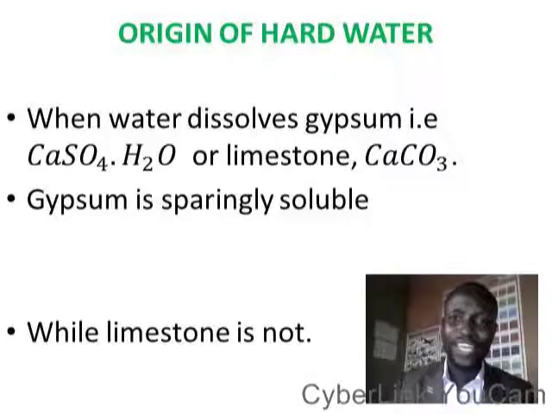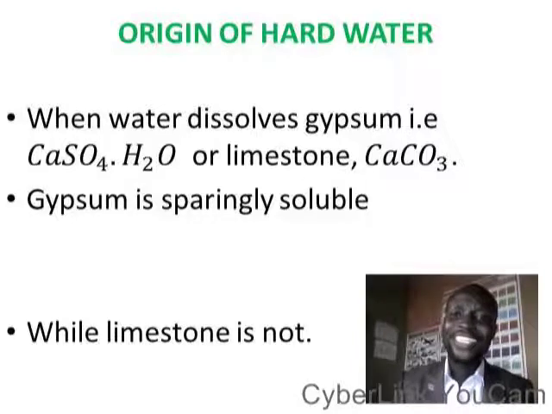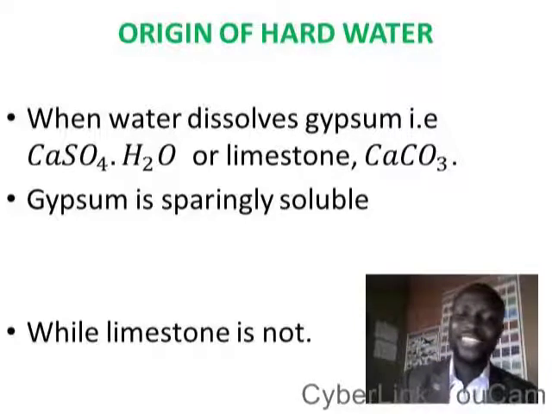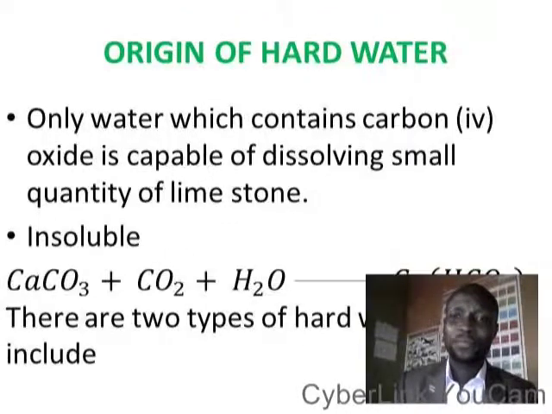We have today the origin of hard water. Hard water is formed when rain falls and mixes with gypsum. Gypsum is CaSO4.H2O, or limestone. Limestone is CaCO3. Gypsum is sparingly soluble in water, while limestone is not.